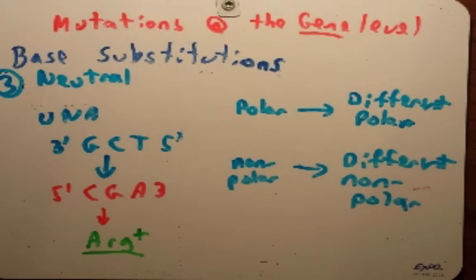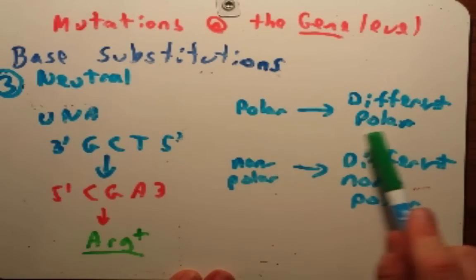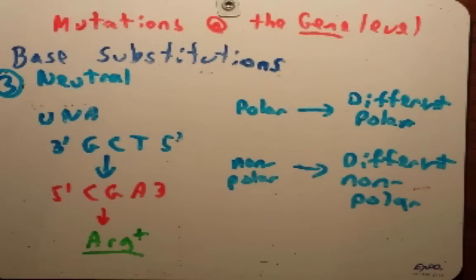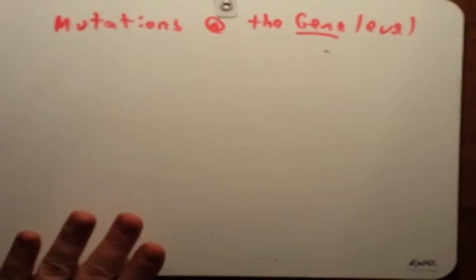It does change the amino acid, so it is a missense mutation, but the protein that's produced usually isn't affected because you haven't changed the amino acids drastically. So sometimes these missense mutations can be neutral. Different protein, different amino acids, but the net gain or loss is zero. And those were all base substitutions.